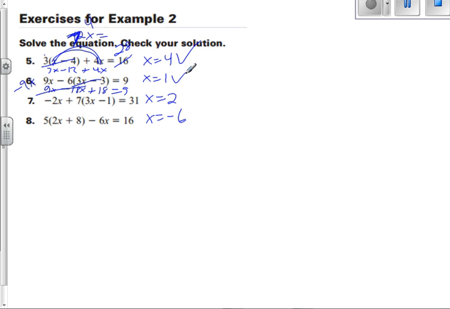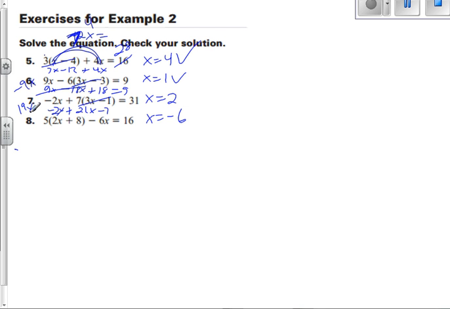So let's look at number 7 here. If I do my distributive property, you have 21x minus 7, and that's plus a negative 2x. All right. If I look at combining like terms, I'm taking 2 away from 21, so I know that this is 19x, right?